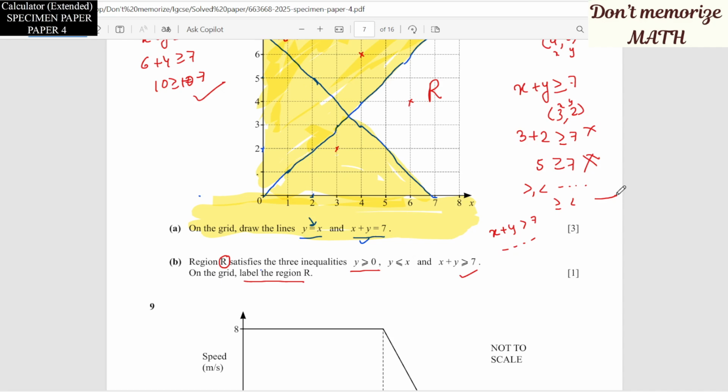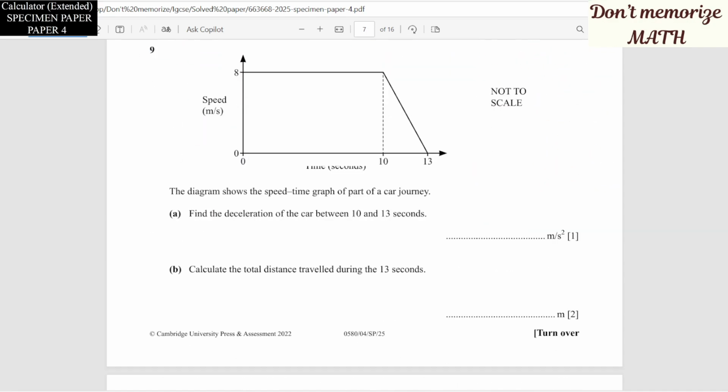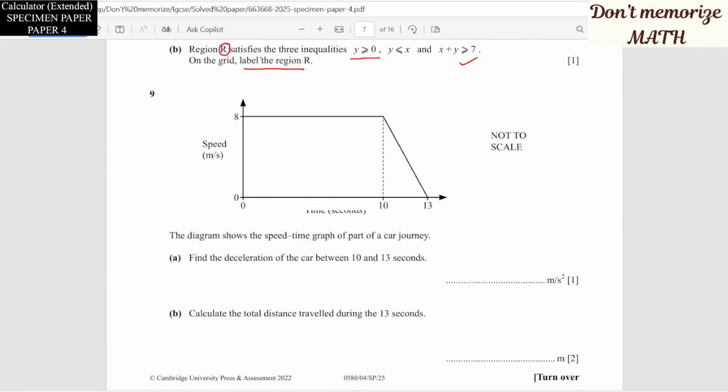When you are checking the past papers before 2025, you will get some linear programming questions also. That topic is removed from your syllabus, so no need to practice that. So only this shading part you have. Okay, so we will move to question number 9, speed time graph.